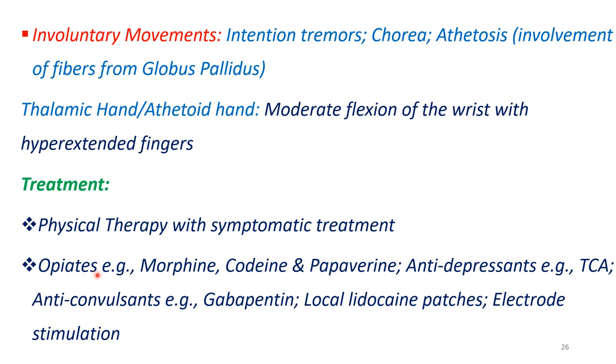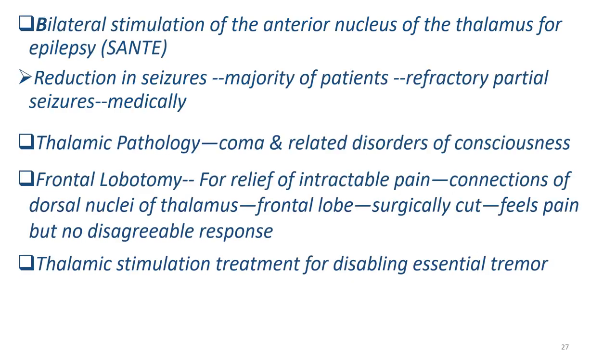Like, you can give opiates like morphine, codeine, papaverine. A different variety of opiates are available, and these are strong analgesics. Then, because the emotional component is involved, you can use antidepressants like tricyclic antidepressants, or TCA. The commonest one is amitriptyline. Then you can add anticonvulsants like gabapentin, and local lidocaine patches can be given to remove the pain. Sometimes electrodes can even be implanted in the thalamus and then stimulated to decrease the pain. So this can also be treated.